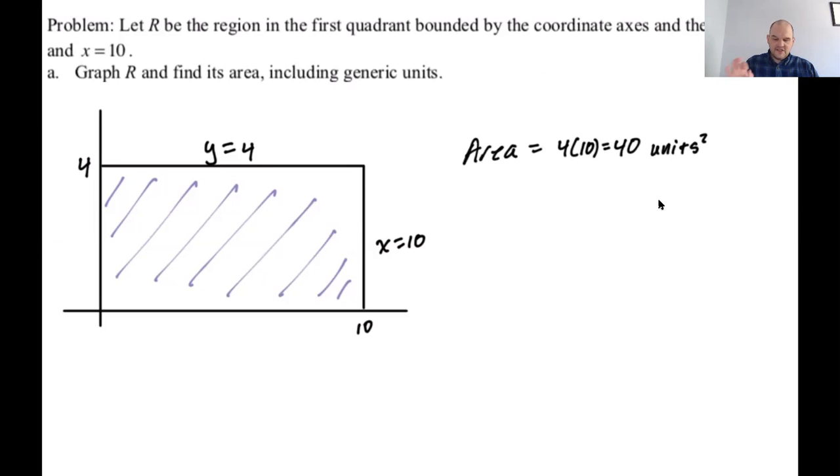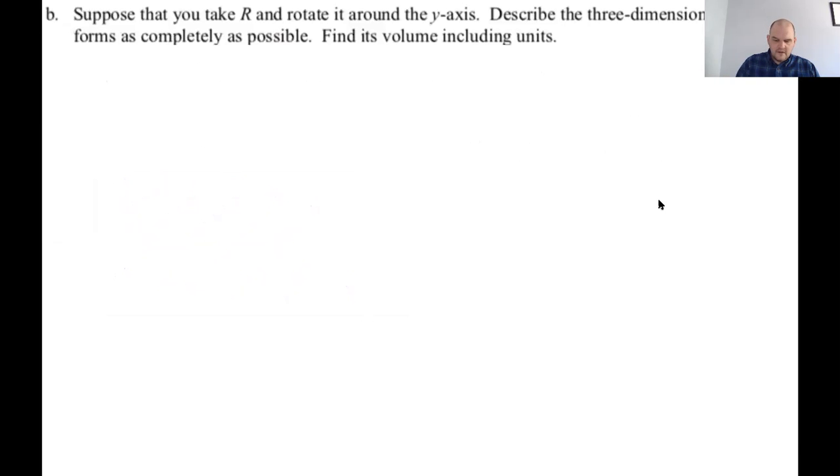All right, so that's our region that we're going to work with. And now we're going to do a couple things with it. So let's take a look at the next part. Suppose you take the region R that we just found and rotate it around the y-axis. We want to describe the three-dimensional solid this forms as completely as possible, and find its volume, including units.